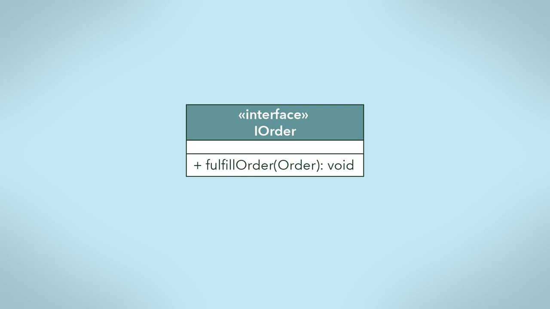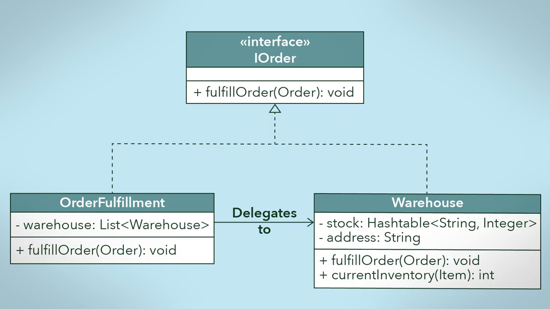This interface declares how to interact with your order fulfillment system. The order fulfillment class acts as the proxy for all your warehouses. It has a list of warehouses that it can delegate parts of customer orders to, depending on whether or not a warehouse is capable of fulfilling a part of the order.